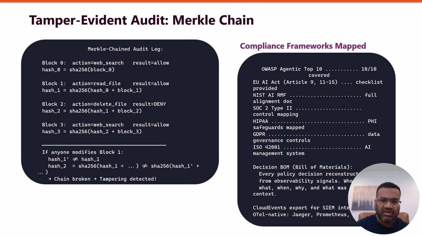On the right, the compliance frameworks we have mapped. All 10 OWASP Agentic security risks have documented mitigations. EU AI Act Articles 9 and 11 through 15, which cover risk management, logging, transparency, and human oversight, all have checklists. The NIST AI risk management framework has a full alignment document. SOC 2 Type 2 controls are mapped, and so on.